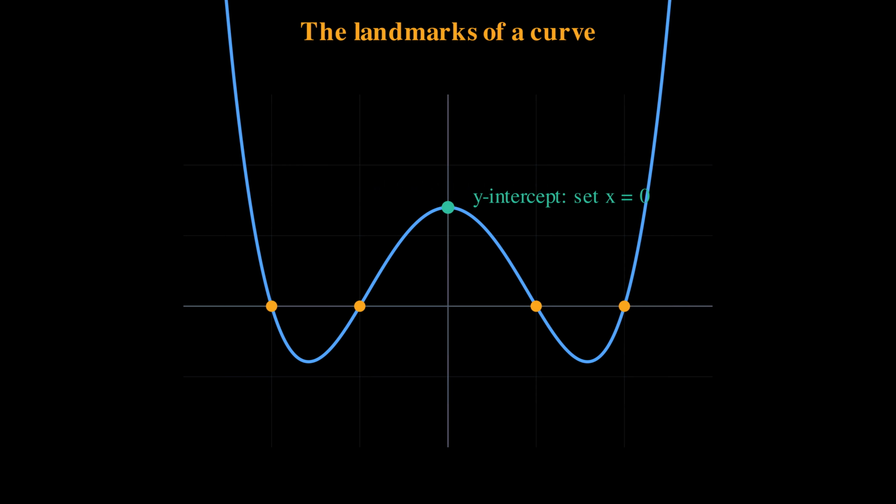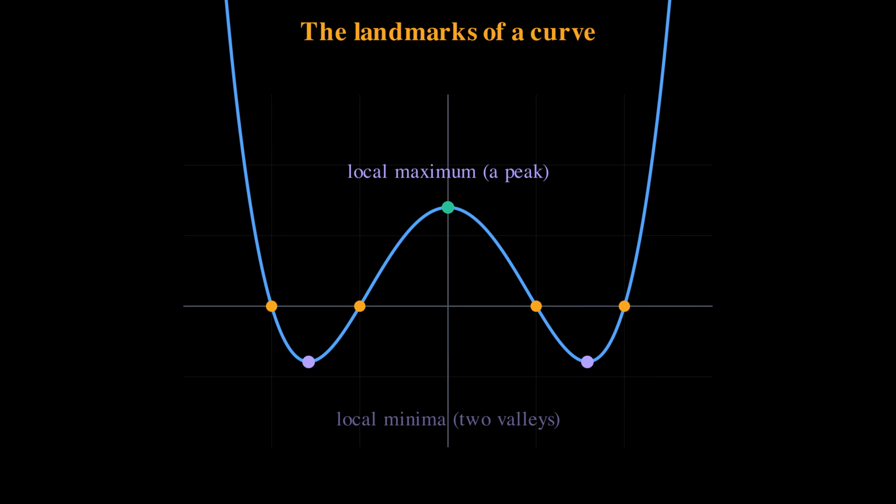Now the turning points, where the curve changes direction. This top point is a local maximum, a peak. Here it also happens to be the y-intercept. And down in the two valleys are local minima. Maxima and minima together are the key turning points. On a parabola, there's just one, called the vertex.